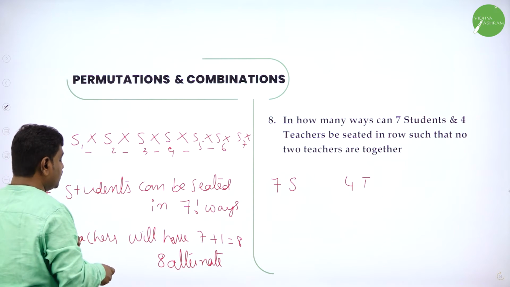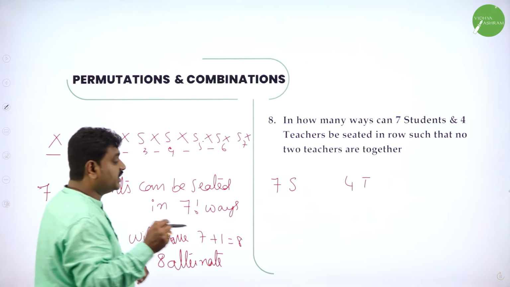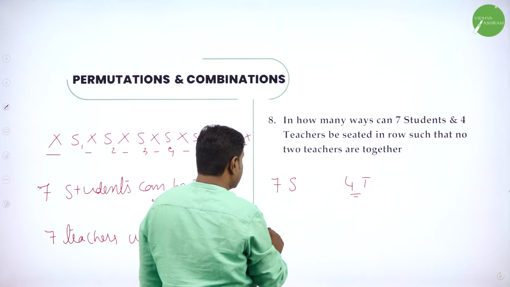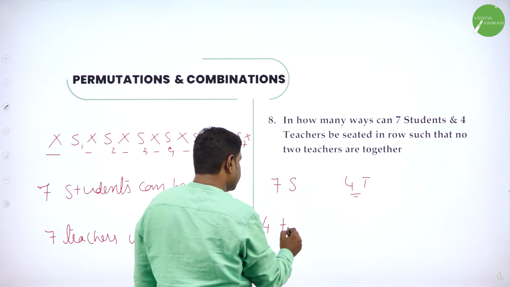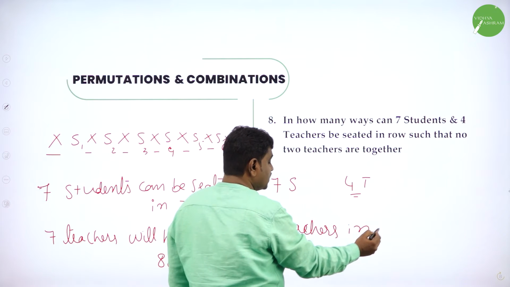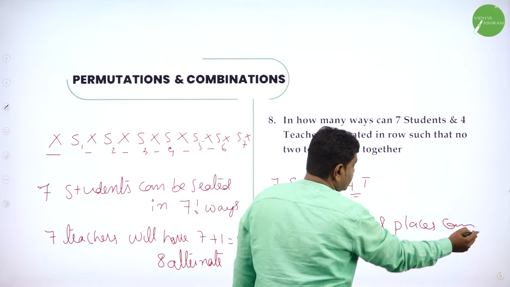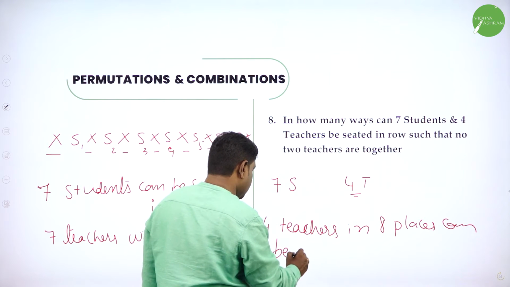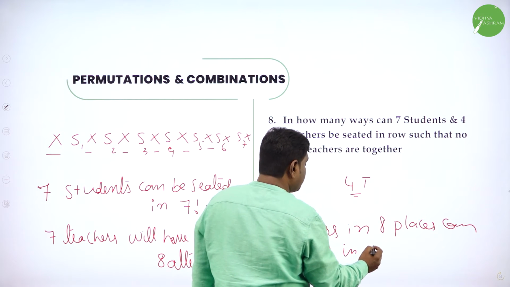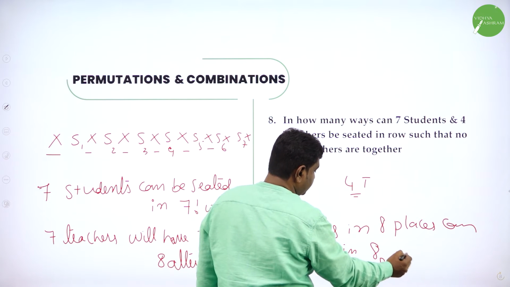So I have to fit the teachers in 8 alternate places. How many teachers? 8 teachers. Sorry, 4 teachers. That's what is given. So 4 teachers in how many places? In 8 places. They can be arranged in NPR. Means what? 8 places, 4 teachers, 8P4 ways.